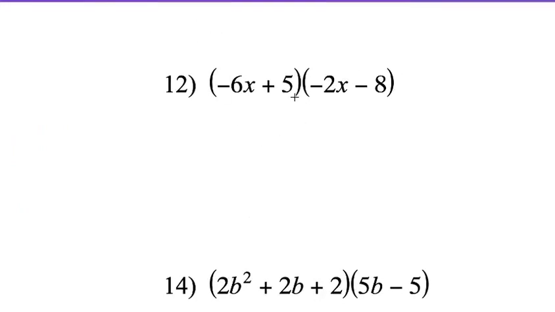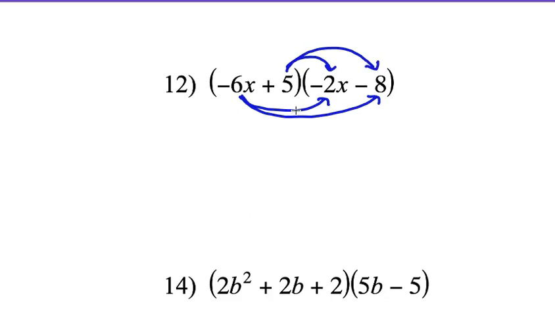Okay, number 12, you've seen problems like these before. We are multiplying two binomials. Some people like to multiply these with a box diagram, but we can also just use the distributive property. So I'm going to distribute the negative 6x and multiply it by both terms in the other parentheses. And then I'm going to distribute the 5 and multiply it by both terms in the other parentheses.